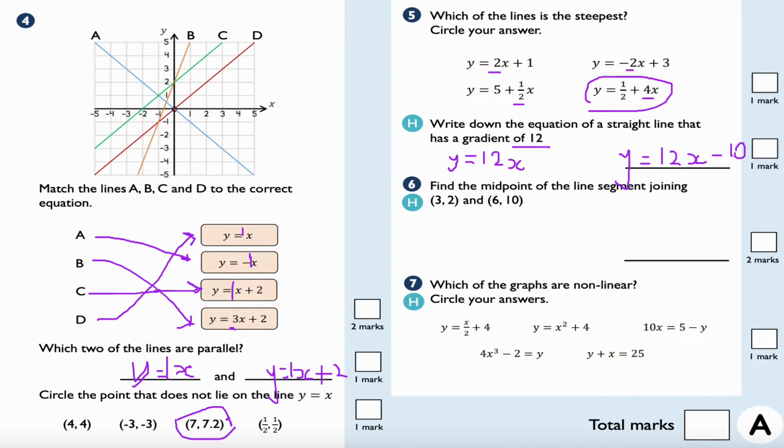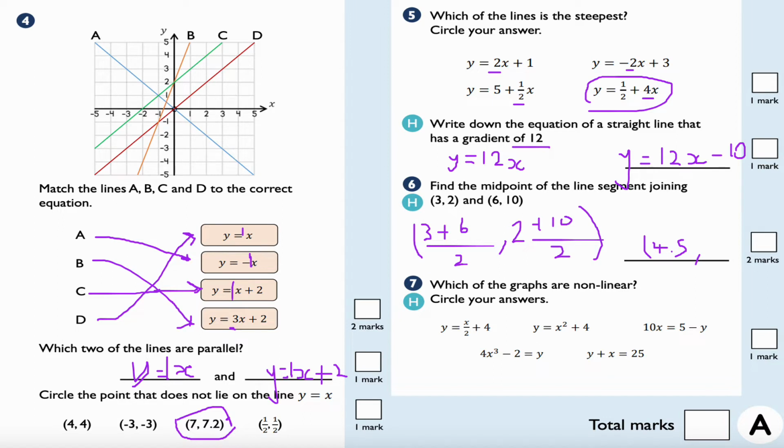Next one. Find the midpoint of the line segment joining 3, 2, and 6, 10. So if I add these coordinates and then halve them, that will be this one, and I'm going to have 2 plus 10 divided by 2. 3 plus 6 is 9, divided by 2 is 4.5. So I'm going to have 4.5, or 9 halves, or 4.5.